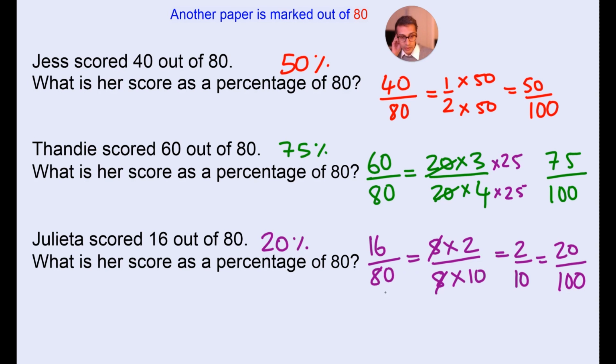Now, you may have done this another way, you may have simplified this further. That's completely fine. You may have simplified it to 1 over 5. There are lots of different ways of doing this, but make sure you know that we need to get that denominator to be 100. That's the big idea of working out one number as a percentage of another. So what we've been doing is 60 as a percentage of 80, 16 as a percentage of 80. That's what we're working out.